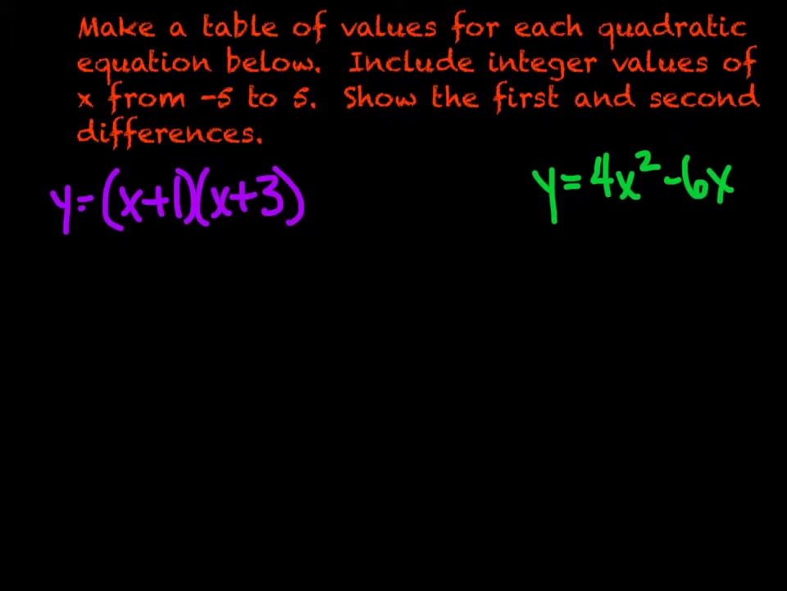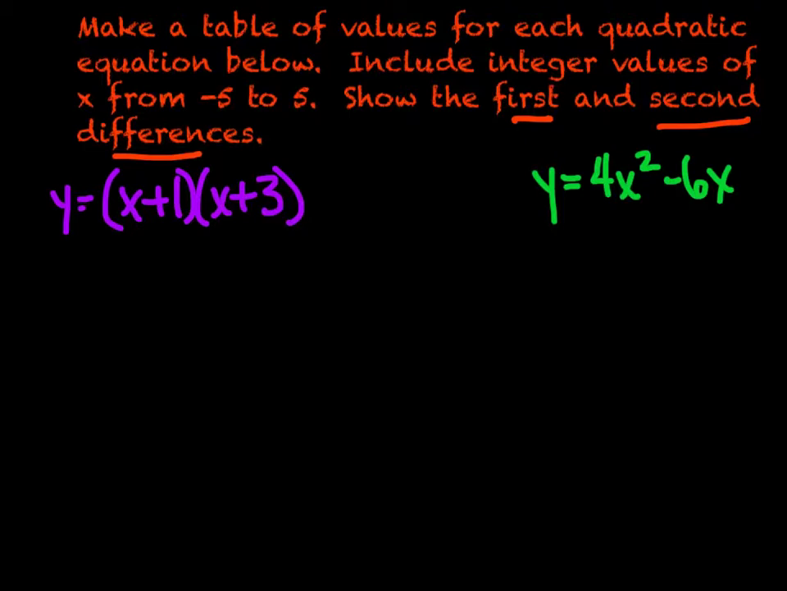Our very first part of this investigation has us making a table of values for each of the quadratic functions or quadratic equations below. Include the integer values from x being -5 to +5 and show the first and second differences. So doing that, we are going to be seeing a very interesting pattern. And first of all, we need to find out what first and second differences are. So I'll show you exactly what that is.